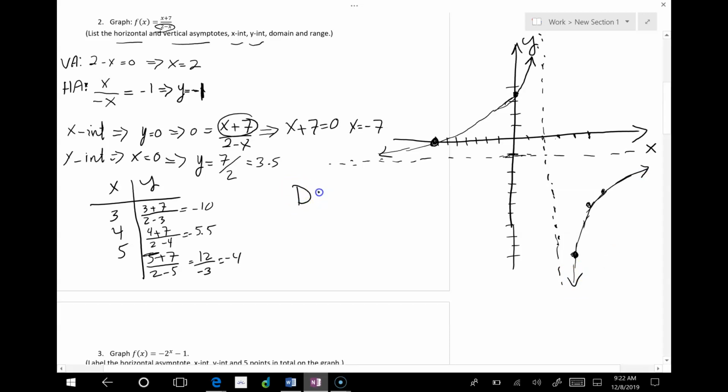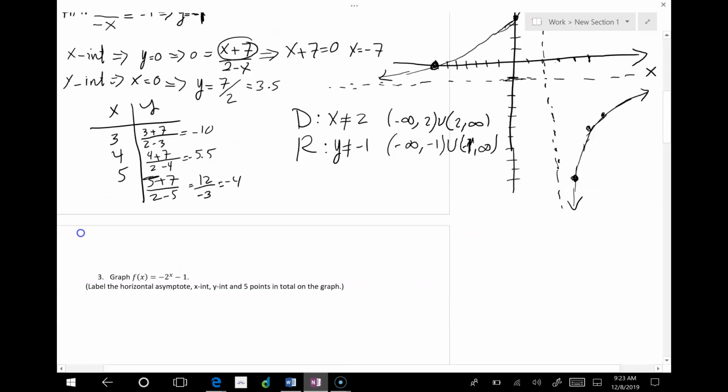Okay, for domain and range. The domain of this one is everything except what makes the denominator 0. So that's everything except x equal to 2. That would be the same thing as negative infinity to 2 union with 2 to infinity. The range is anything except, as you see here, negative 1. So that's y is not equal to negative 1.